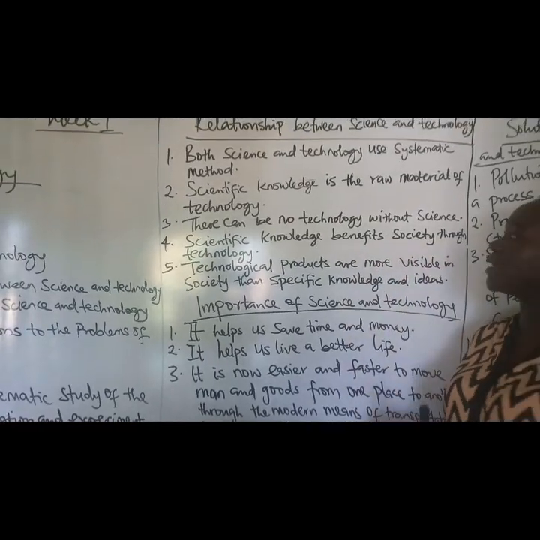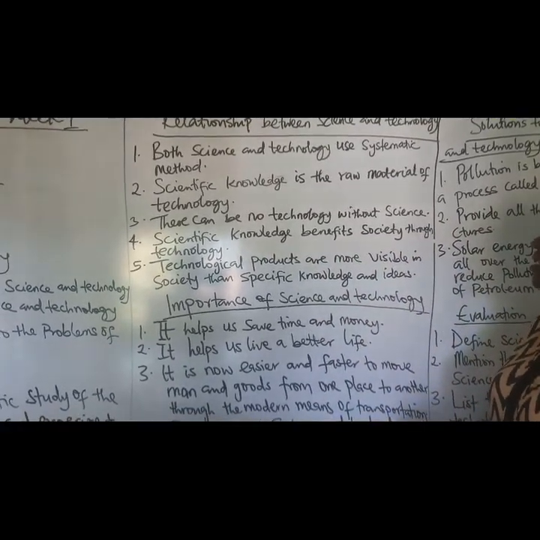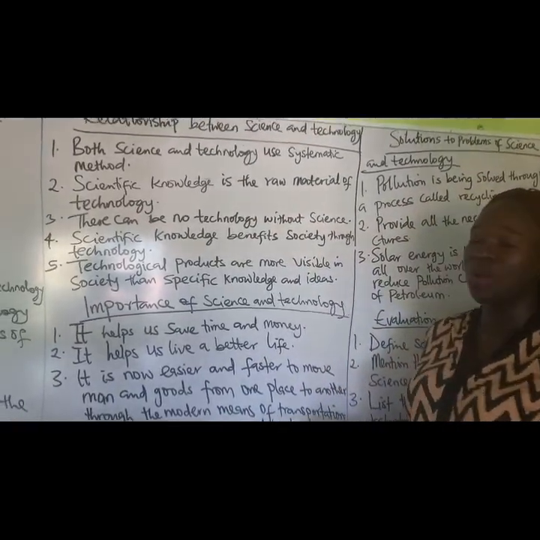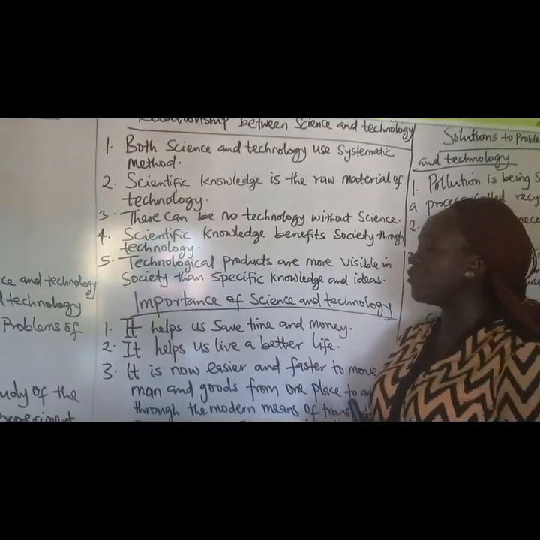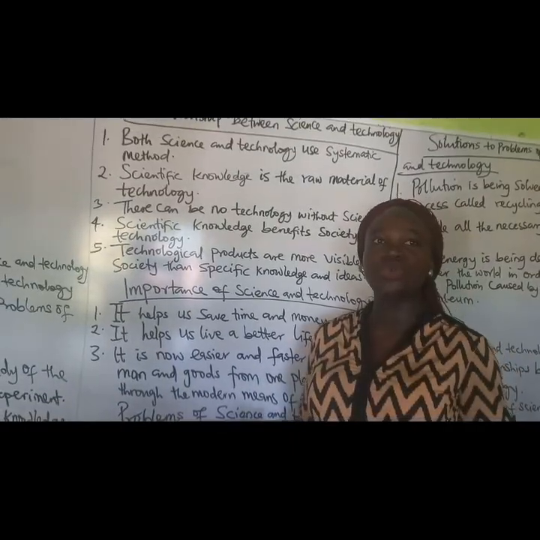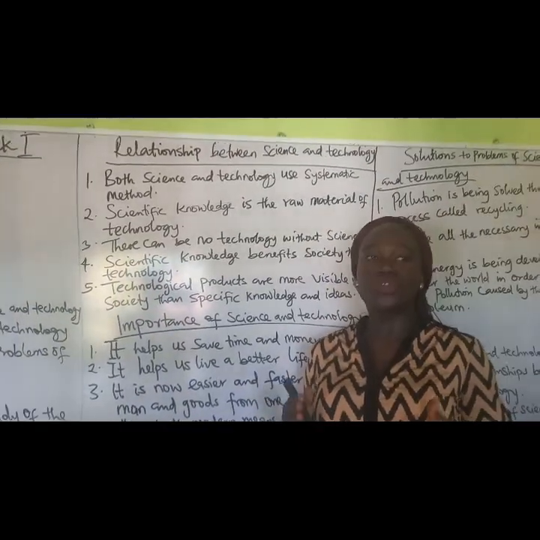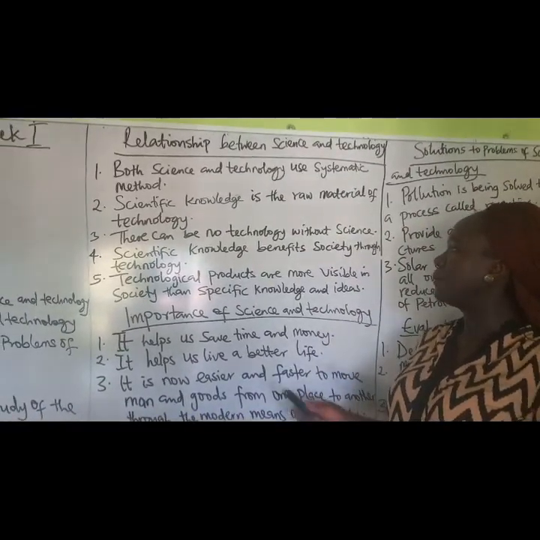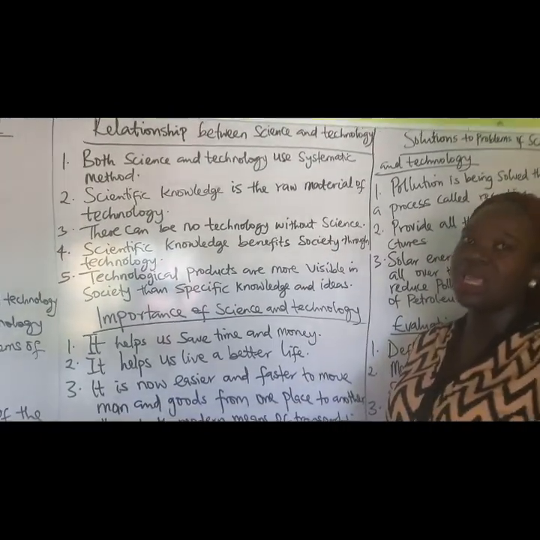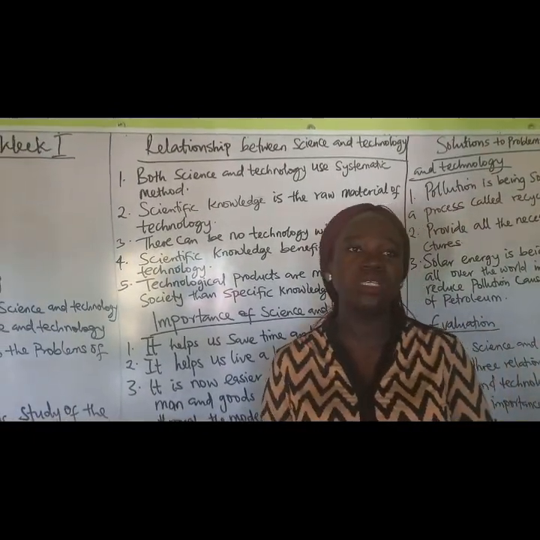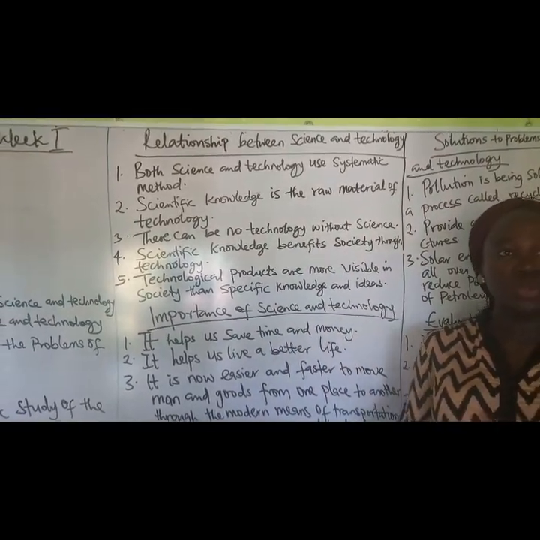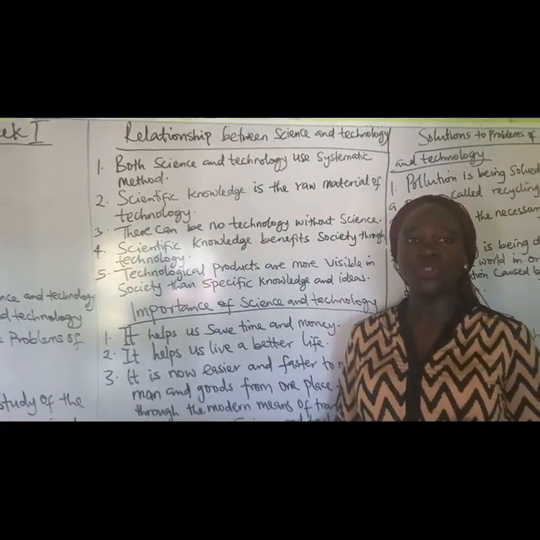Then we have that scientific knowledge is the raw material of technology. So with science, technology will be accomplished. Like we said before, science helps the technologies to fulfill whatever they want to do on this aspect. And again, we said there can be no technology without science. Knowledge of science helps technology. Knowledge of science helps technologies to improve in whatever thing they want to produce.